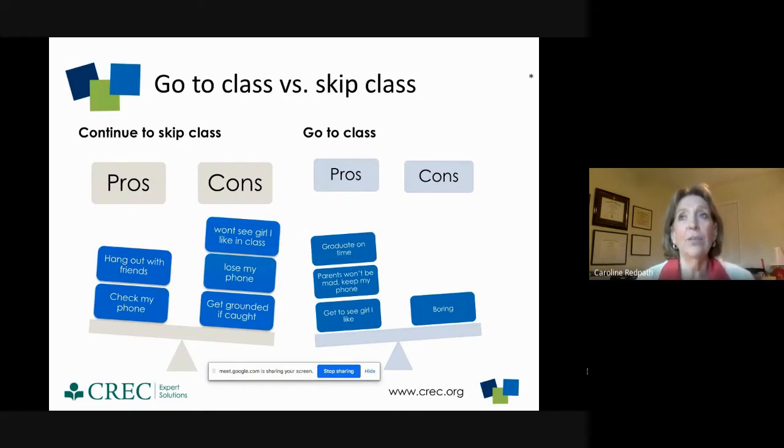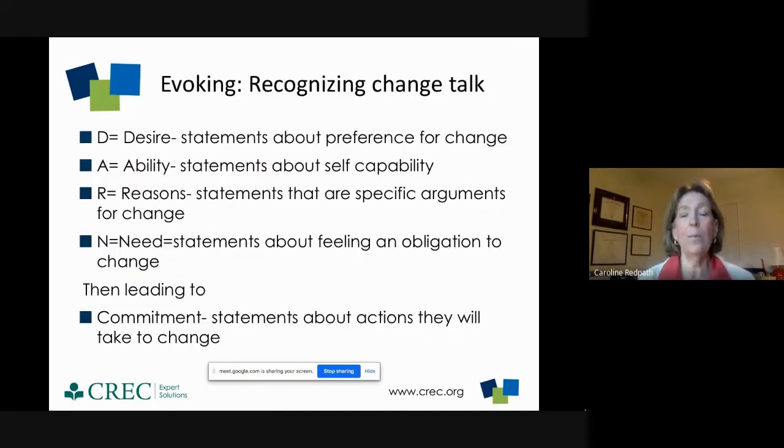And in doing a summary, you throw that out with, on the one hand, this happens. On the other hand, this happens. So you're highlighting the discrepancy. And really, you're helping them weigh rewards versus punishers.